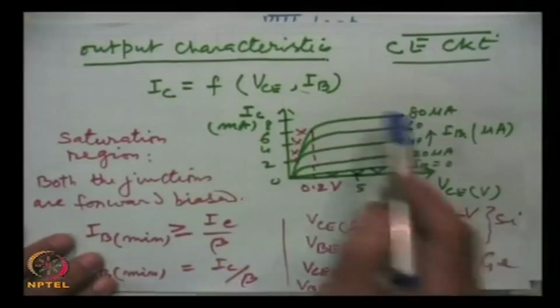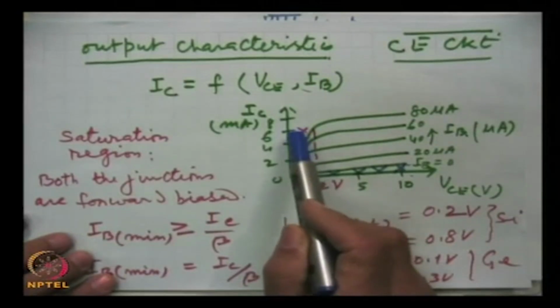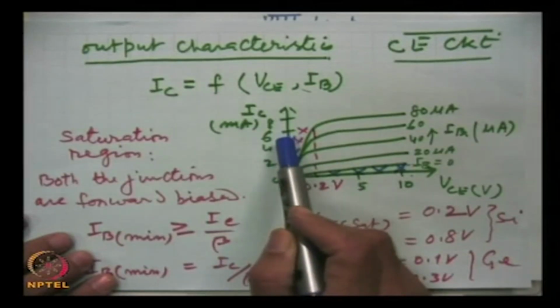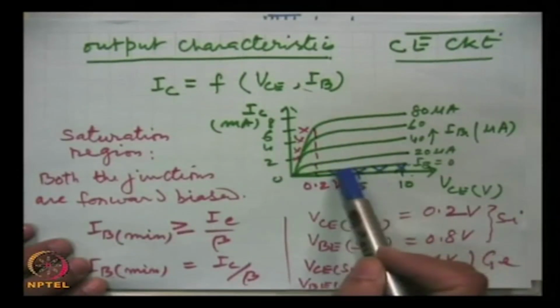We said earlier that these characteristics can be divided into three parts. We discussed the saturation region, in which both junctions are forward biased, the emitter junction as well as the collector junction, and this is the cutoff region.